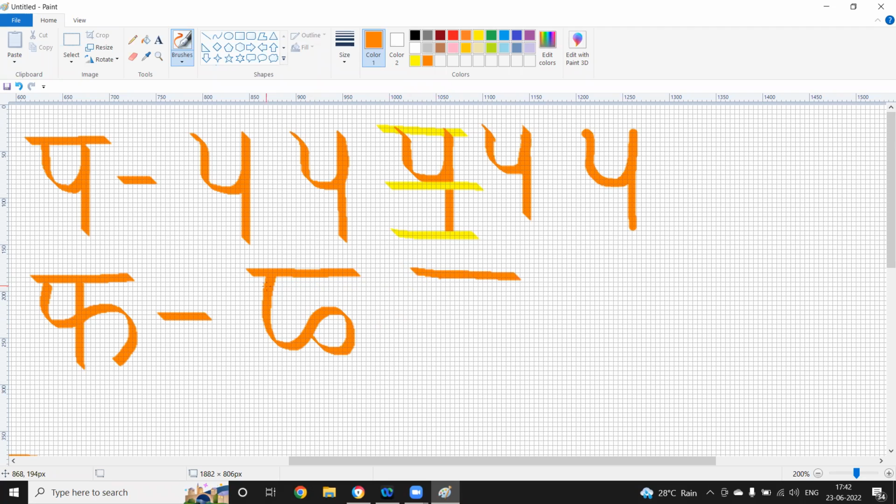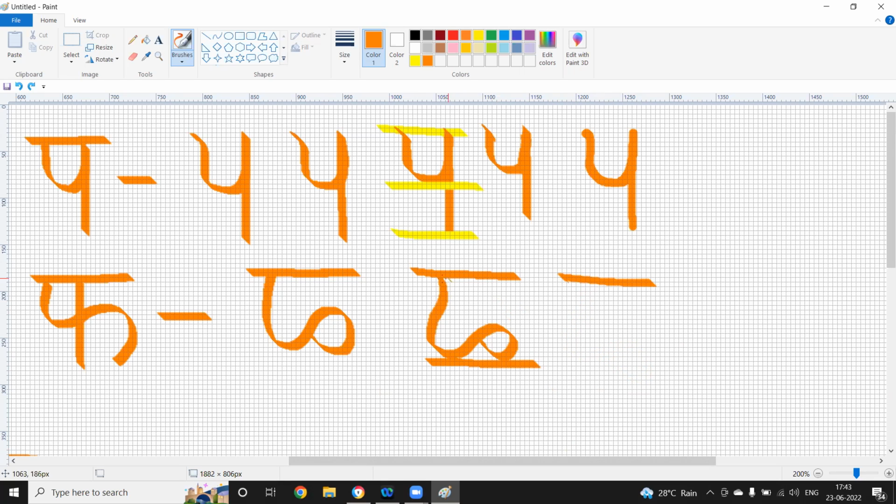we have this. There is one way of writing it. You can just directly start from the Shirorekha like this, or you can have a little curve here and draw this. But make sure that this particular loop and this round loop are again in the same line, and it should not be like this.